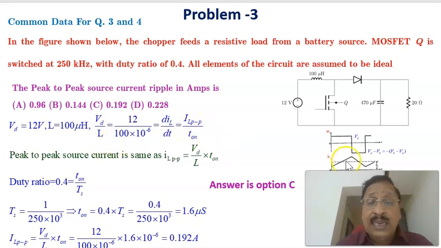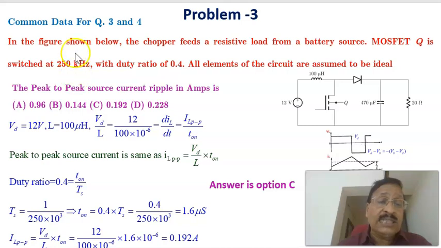That rate equals the peak value of the current divided by the on period. Within the on period, the current reaches the peak value. Therefore, if you know the on period, you can calculate VL by L into the on period, which gives the peak to peak value, that is, the current change. So the peak to peak source current is I peak equal to Vd by L into on period. To calculate the on period, the duty ratio is given as 0.4. Duty ratio is on period divided by the time period Ts. The switching frequency is given as 250 kilohertz.